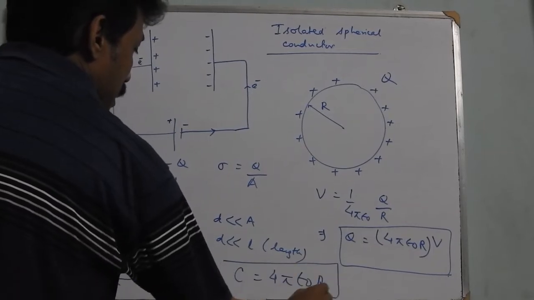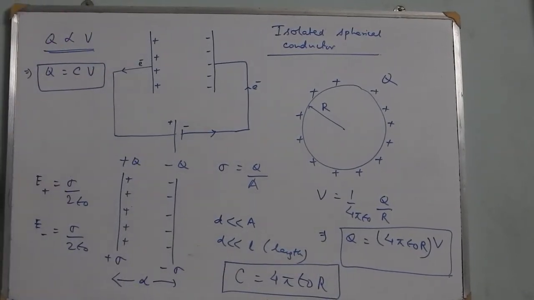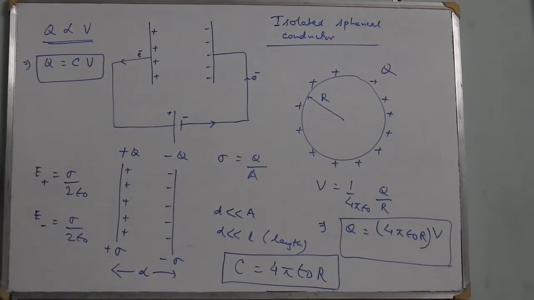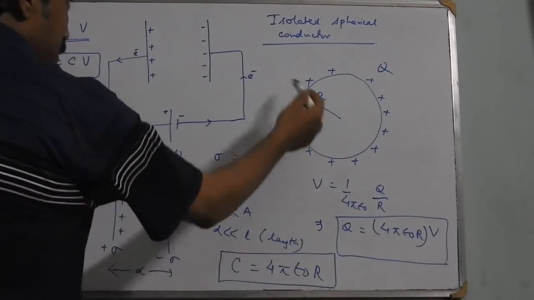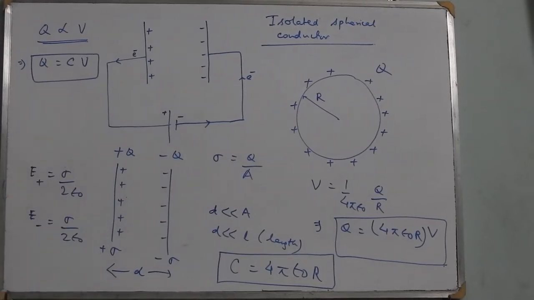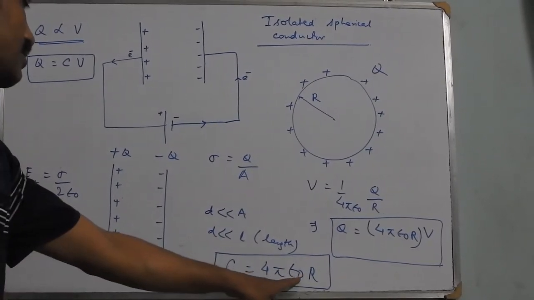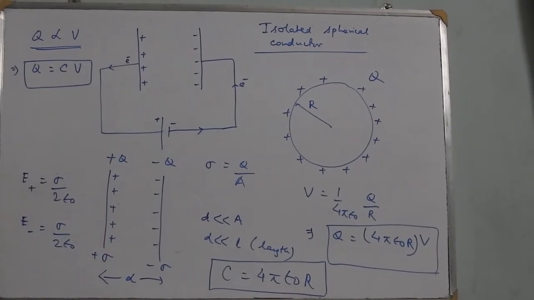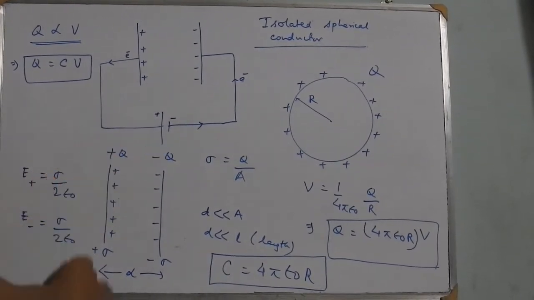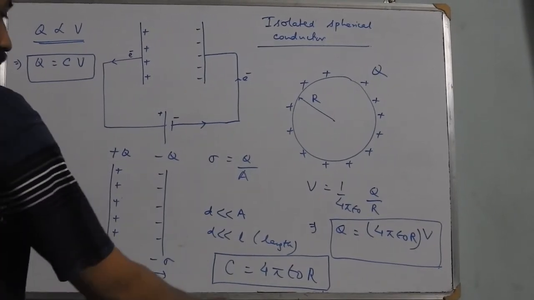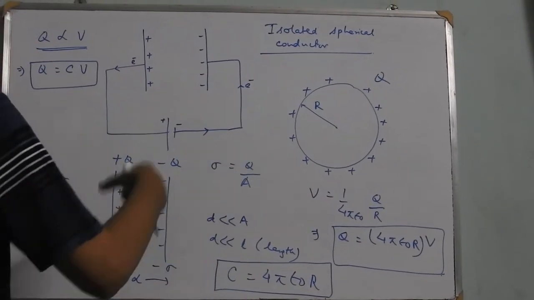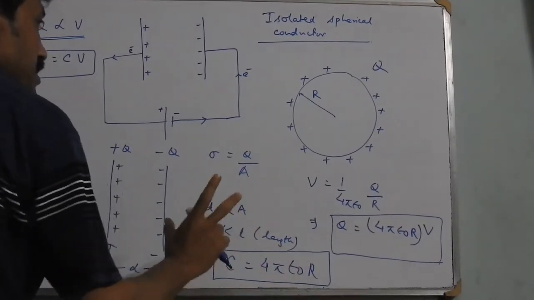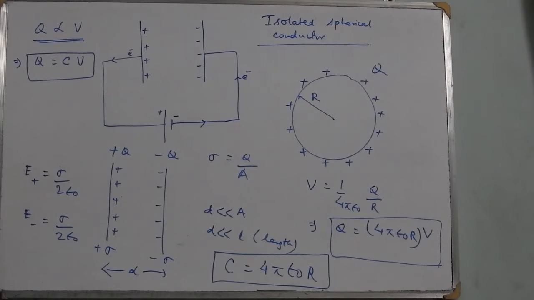So you see that epsilon 0 is a factor which is called the permittivity of vacuum. If this particular spherical conductor was kept in a different medium, then this would have been substituted by the permittivity of that particular medium. So it depends upon the property of the medium. R is the radius of the spherical conductor. So it depends upon R, that is the dimensions of the particular spherical conductor.